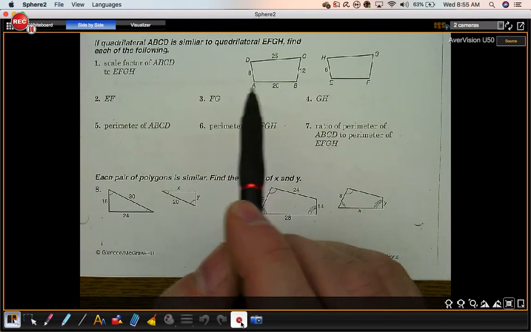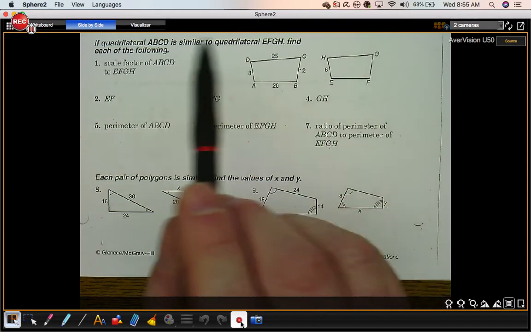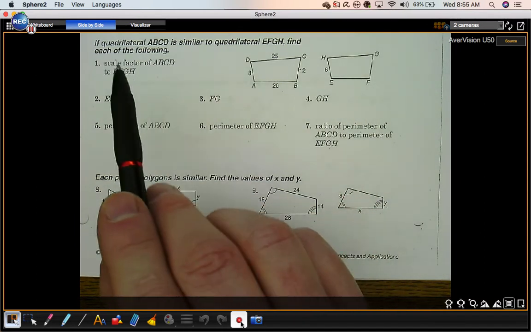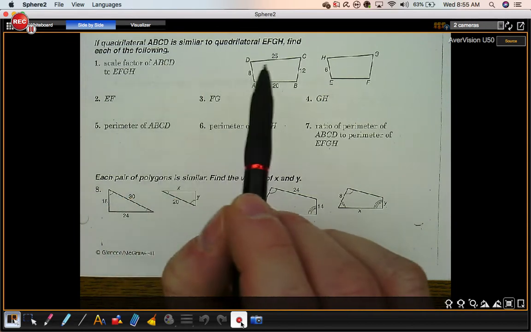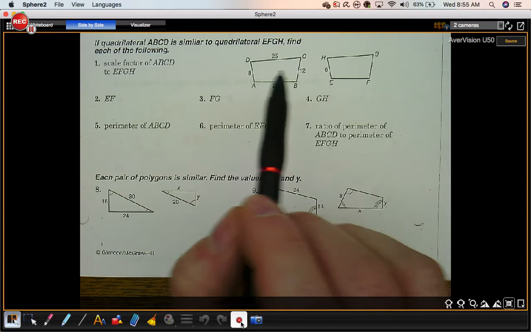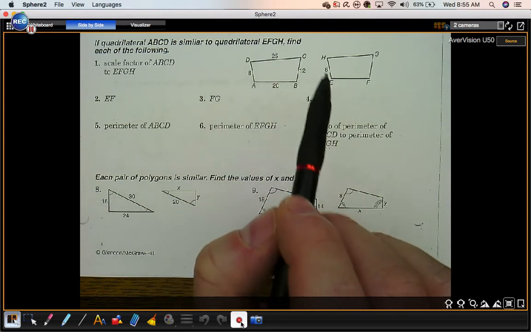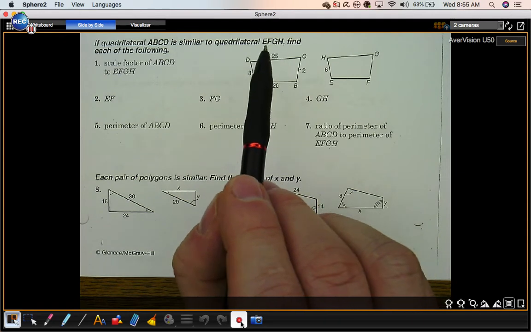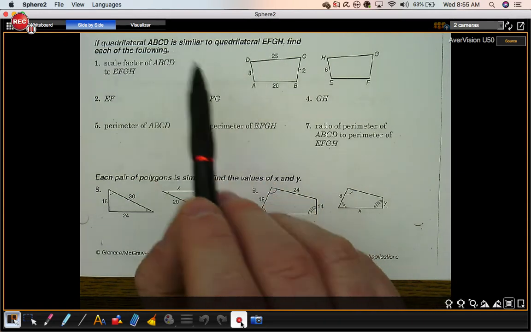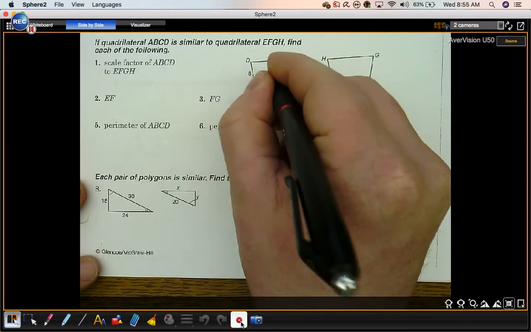If this quadrilateral ABCD is similar to this quadrilateral EFGH, find each of the following. We want to find the scale factor of this one to this one. Now, just by looking at it, you might not know which one's bigger, but if you find corresponding sides, for example, what goes with segment HE? Segment DA does. So the left side does go with the left side, so this is the bigger figure.